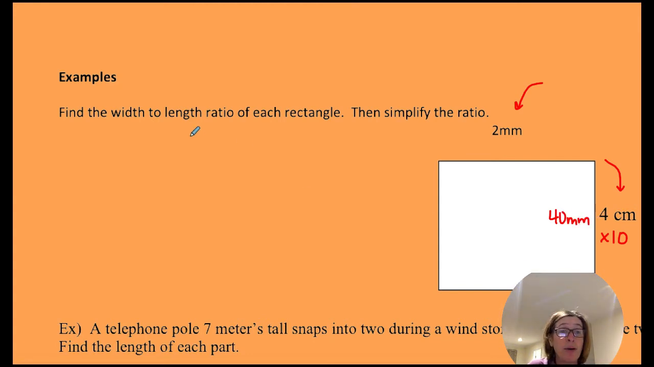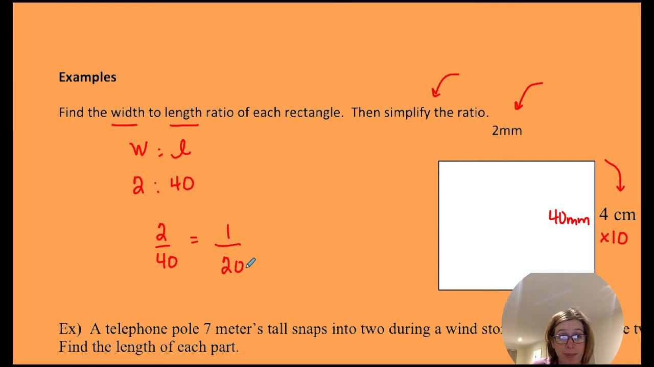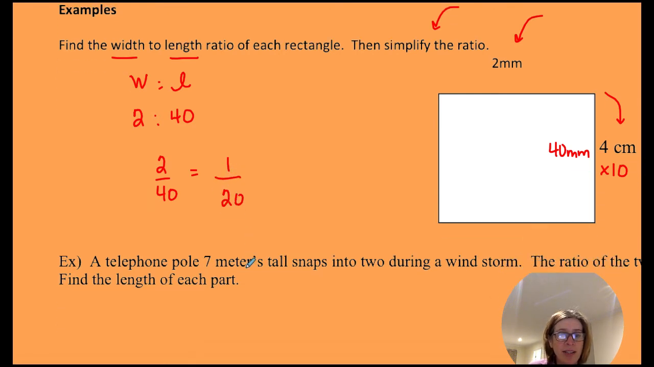All right. Now, the ratio says width to length, so it has to be in that order. My width is always the shorter of the two. So that would be 2 to 40. And then it says to simplify because you really should always simplify. So it would be in the ratio of 1 to 20. Okay? All right, now let's look at this next one.